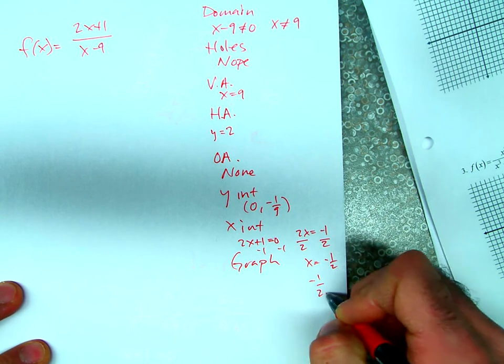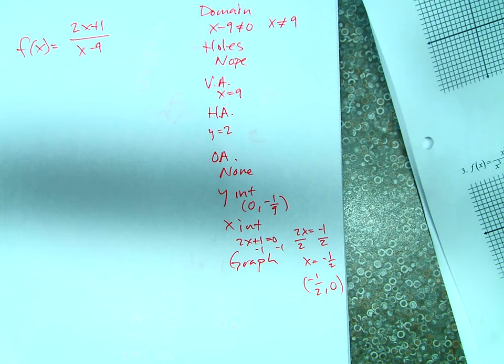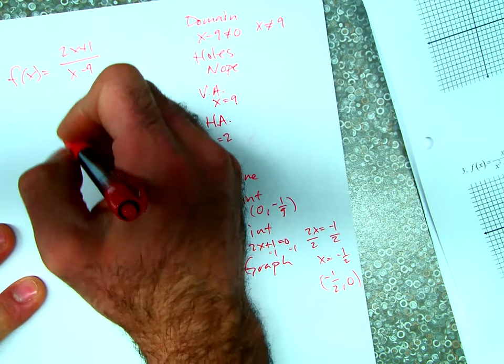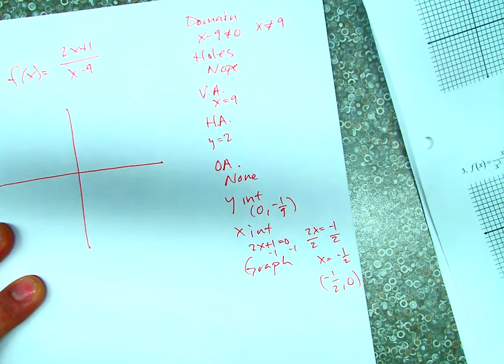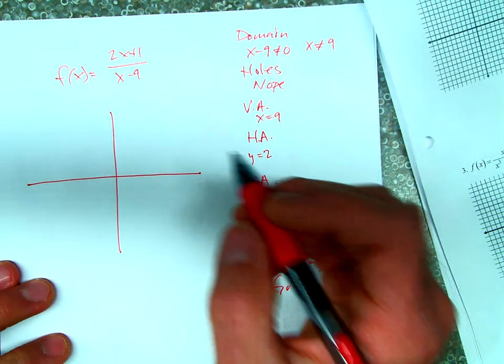What is the x-intercept? Negative 1/2, 0. Has to be written as an ordered pair. Okay, now we're ready to sketch a graph. To sketch a graph, we start with all of the asymptotes. Asymptotes first. So we have a vertical asymptote at 9.